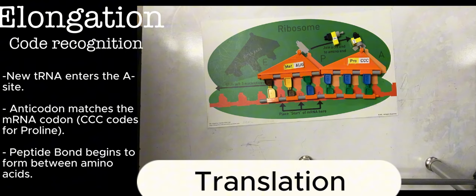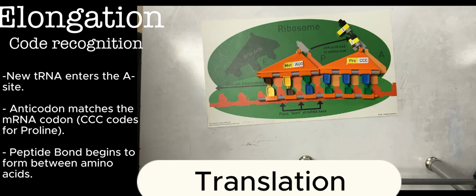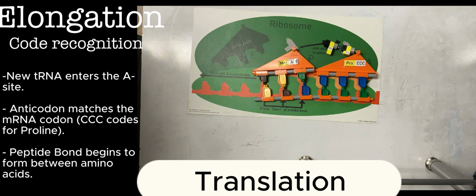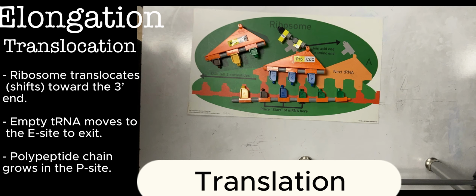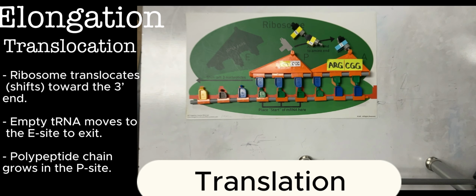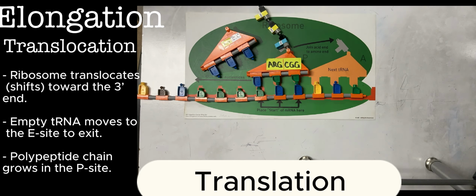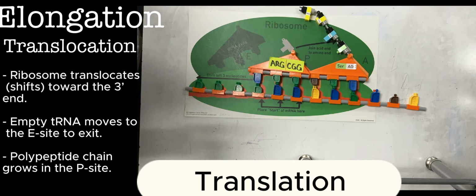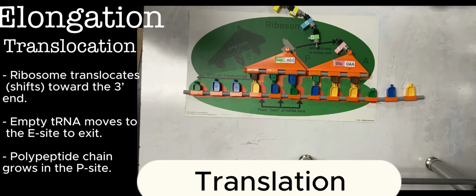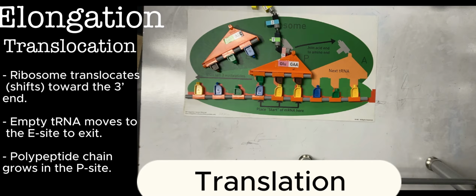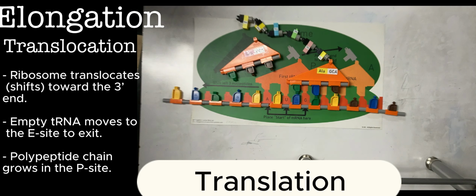The growing polypeptide chain is transferred from the tRNA in the P site to the amino acid on the tRNA in the A site. Then the ribosome translocates, or shifts, 3 nucleotides toward the 3' end. The empty tRNA moves to the E site and exits. This cycle repeats, growing the protein chain 1 amino acid at a time.